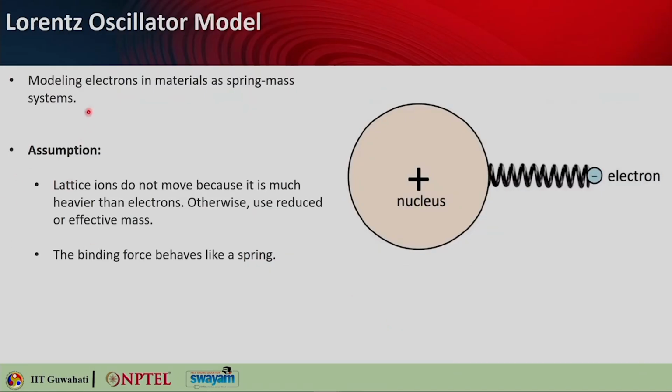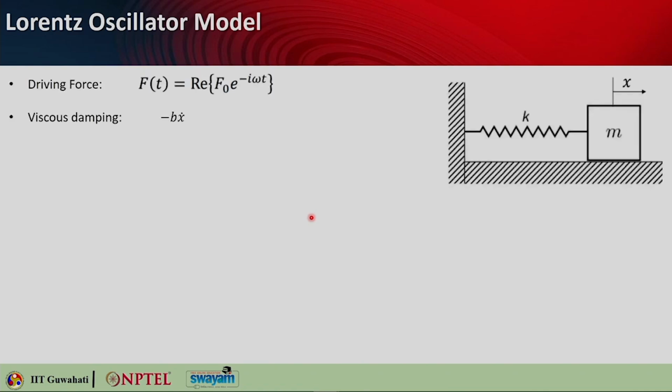We can start modeling the behavior of an electron in any material using a spring mass system. We can assume that the lattice ions do not move, so they are like a big bulky nucleus, and the electrons are connected using a binding force, which behaves more or less like a spring. If the nucleus or lattice ions do move, you have to use reduced or effective mass. So, this is a simplified assumption that we use.